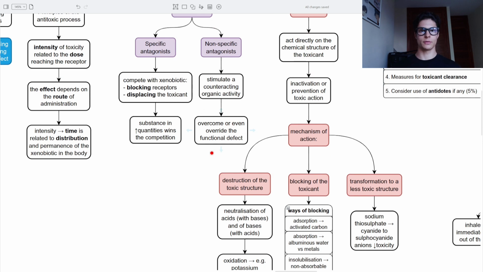This is, for example, when we use adrenaline for anaphylactic shock. Anaphylactic shock tends to lower the heart rate, tends to bronchoconstrict, and to vasodilate. So with adrenaline, what we do is the reverse. We vasoconstrict, we bronchodilate, and we increase the heart rate.